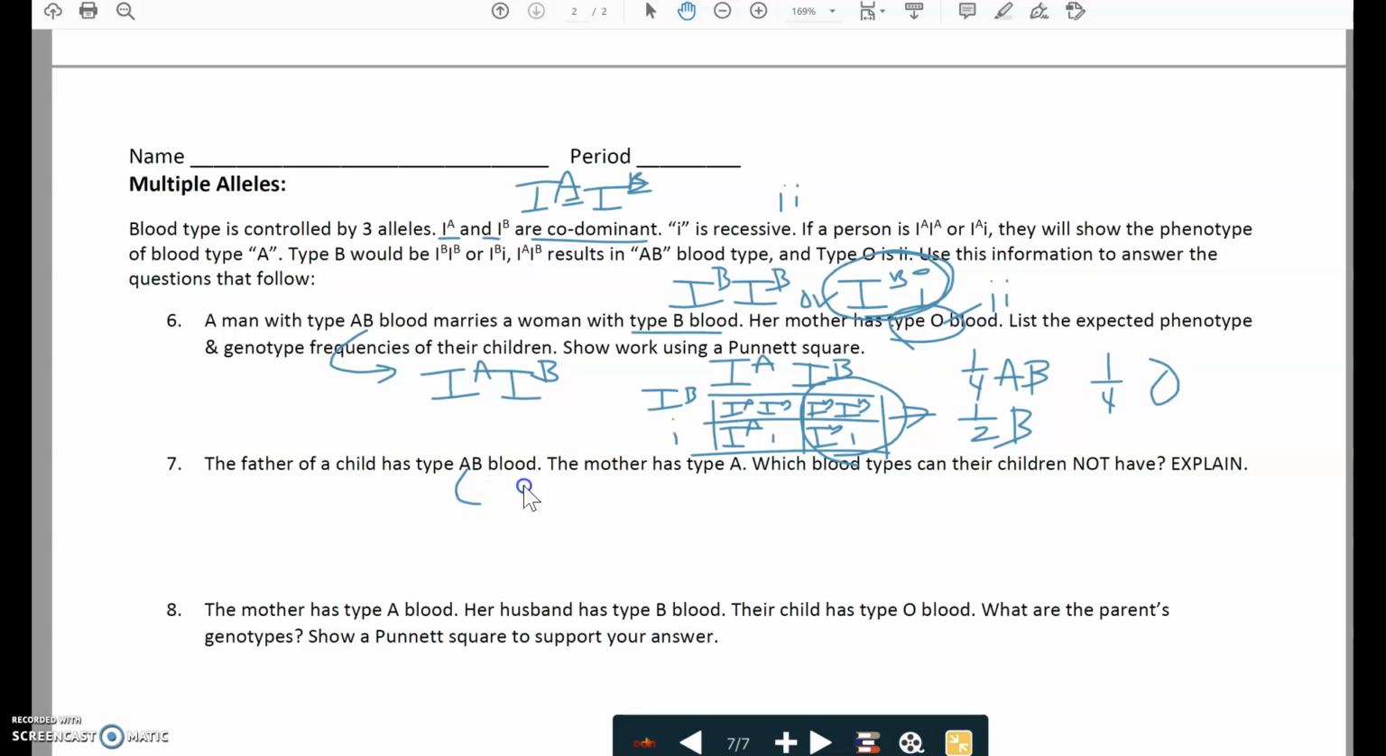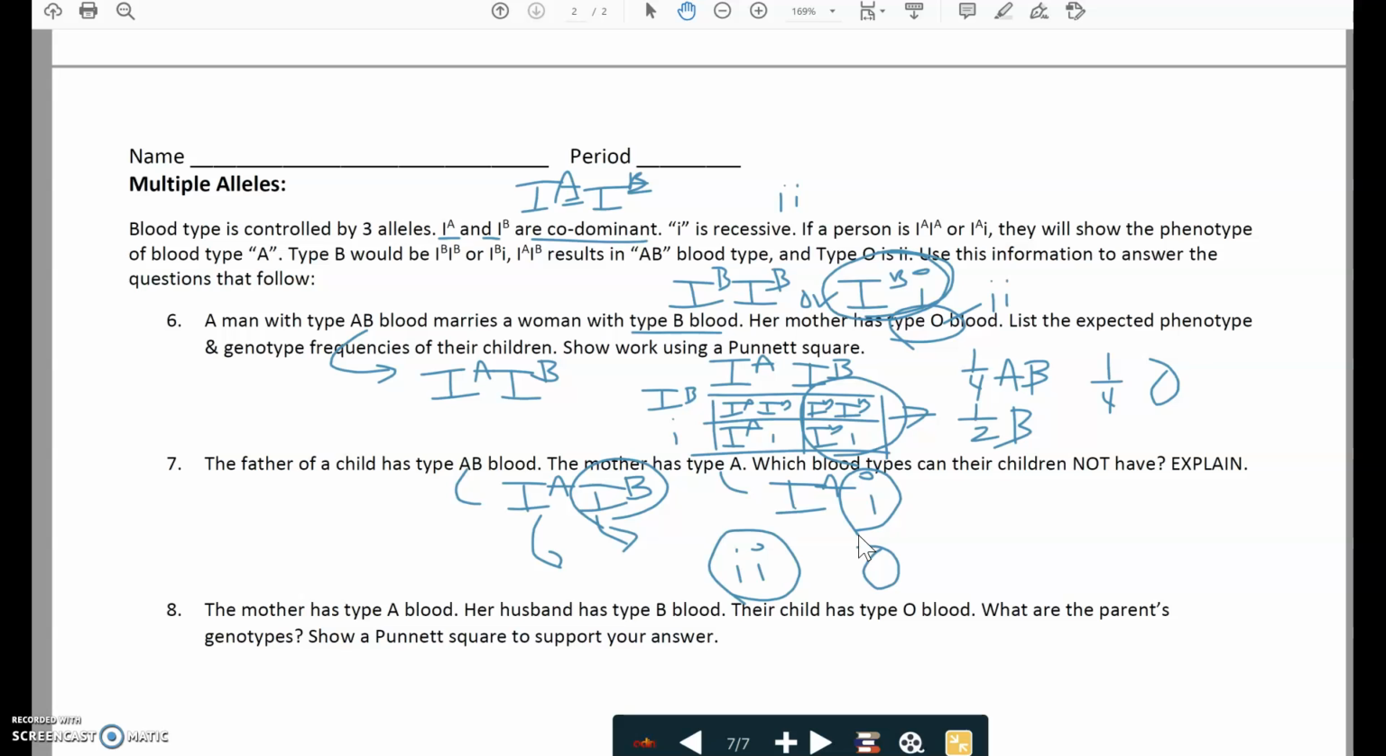All right, a father is AB, so this is going to be IA, IB. The mom is type A. Even if she's IA, little i, the child they cannot have would be an O, because the father is either going to give A or B, so there would be no way their child could be blood type O. It could be A if they both gave A. It could be B if he gave B and she gave this, but they could not have a type O child.